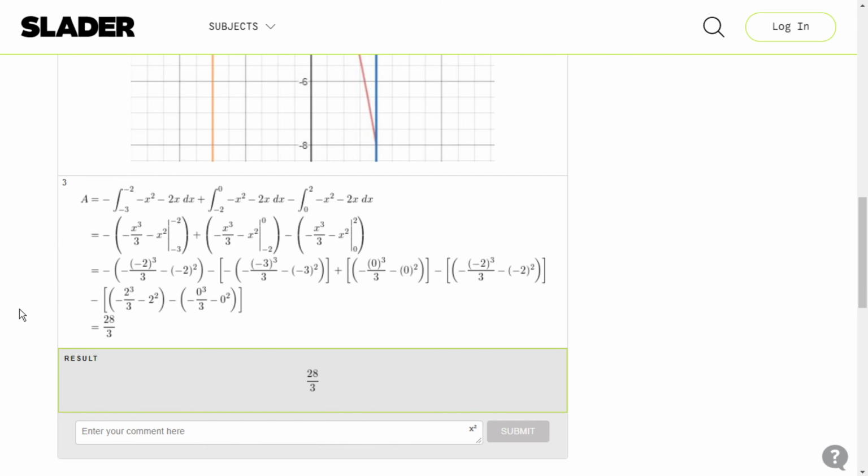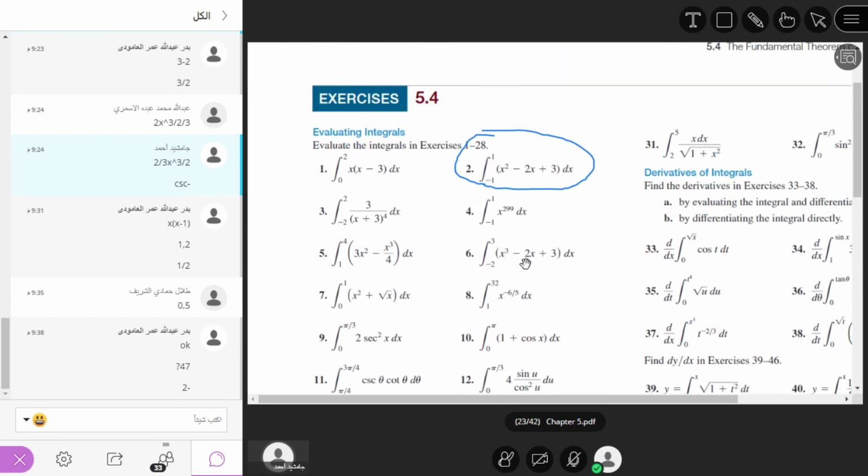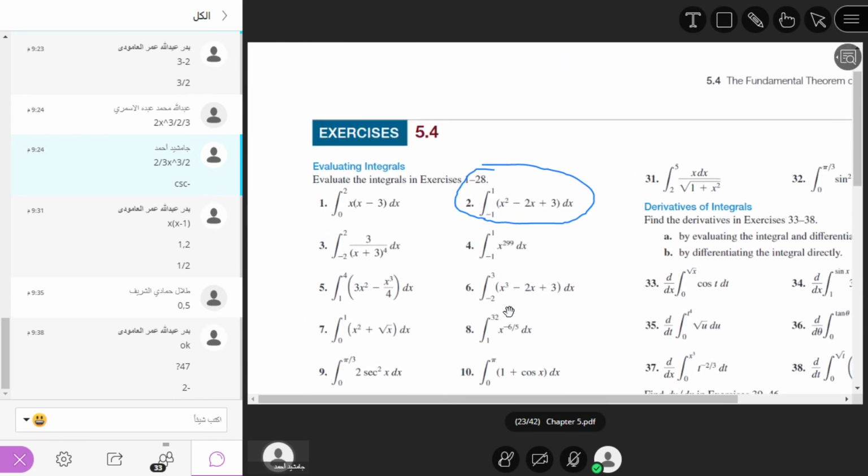What will be the definite integral? Okay, any question from 5.4? Any question? Okay, easy question I ask you. Solve question number 2. Give me the answer of this by using the fundamental theorem of calculus 2.